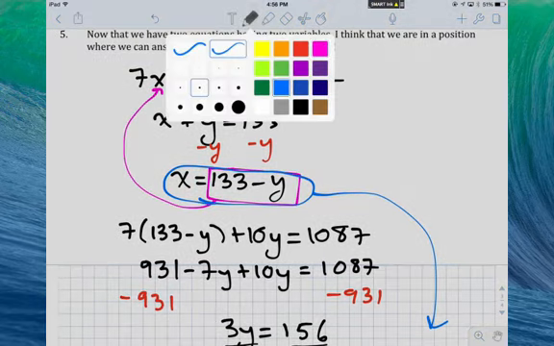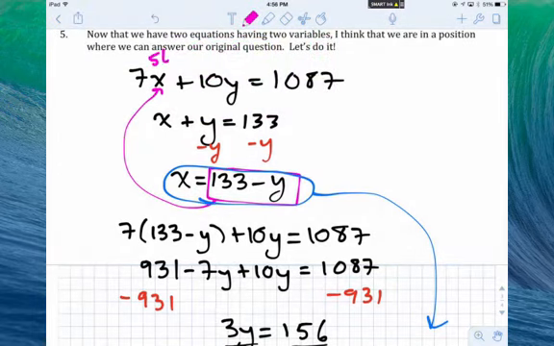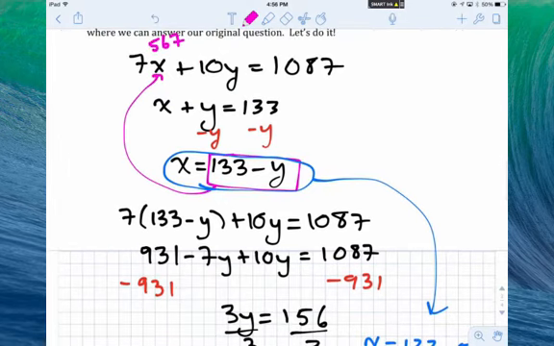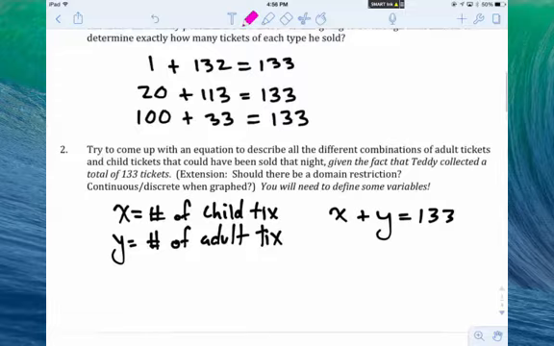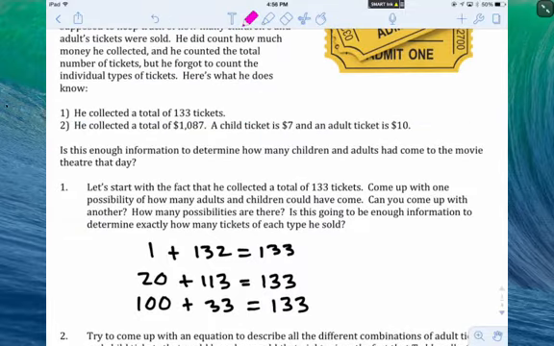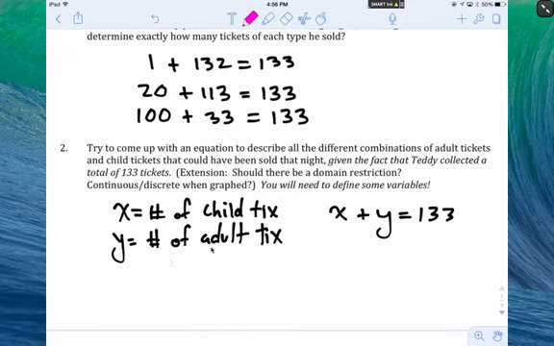567. I'm just going to make a little note to myself. 567. And 10 times 52 would be 520, for a grand total of 1,087. Amazing. So what we did here is we took this real-world situation and these two pieces of information and used each of these to create a different equation involving these two new variables, X and Y, solved that system, and were able to find out exactly how many children's and adult tickets were sold.